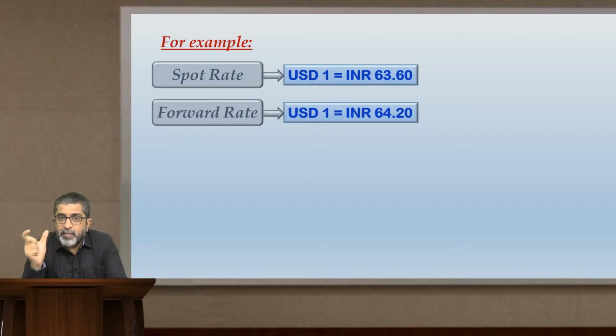So in the forward market, dollar will be quoted at a high price compared to the spot, right? I'm talking about the forward market. In the forward market, the dollar will be quoted at a little higher price compared to the spot. We say that dollar is quoted at a premium. If dollar is quoted at a premium, it is implied that the rupee will be quoted at a discount.